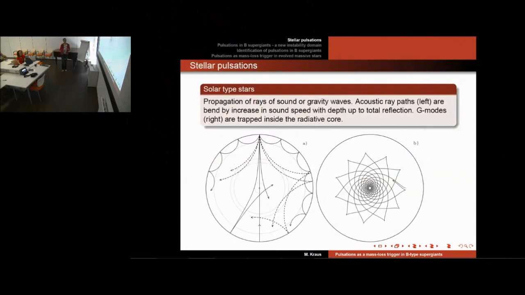This is to show you how the modes propagate inside the star. This is an example for a solar type star. We know that the Sun has a radiative core, and it is expected that inside this core the G modes are excited, but they cannot propagate to the surface of the star. So we cannot see these G modes. For the Sun, we only see the P modes, and they propagate on the surface, and they penetrate up to some depth depending on the acoustic ray path of this mode, and then they are reflected back to the surface. In massive stars, the situation is different, because there we have convective cores, convective shells, and radiative zones, etc.